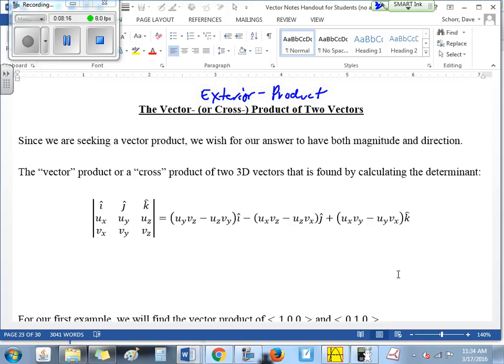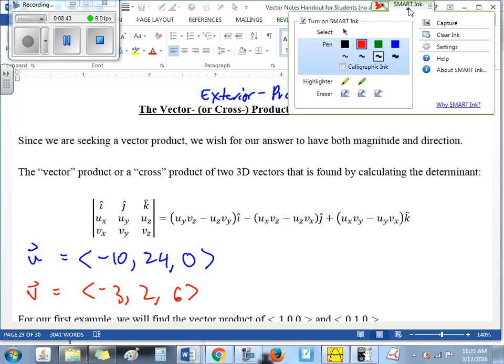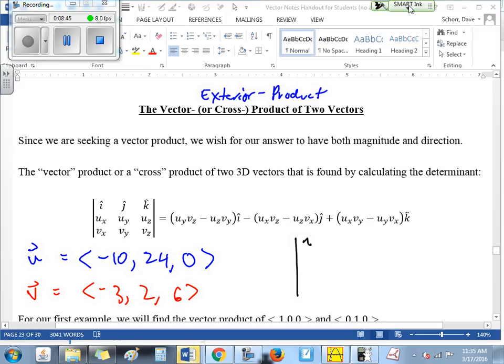The way we set them up is like this. Let's say you had the vector I. I'm sorry, let's not use I, that's a bad choice. How about U? And let's say the vector was, I don't know, negative 10, 24, 0. And let's say that the vector V was the vector negative 3, 2, 6. If you want to find the vector product or the exterior product or the cross product, then the first thing you do is you draw yourself a determinant with the top row ijk.